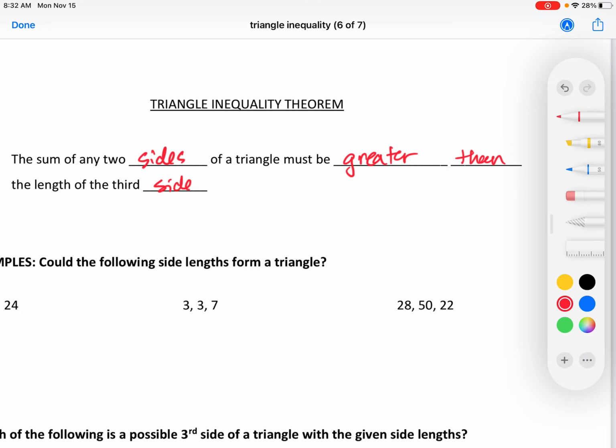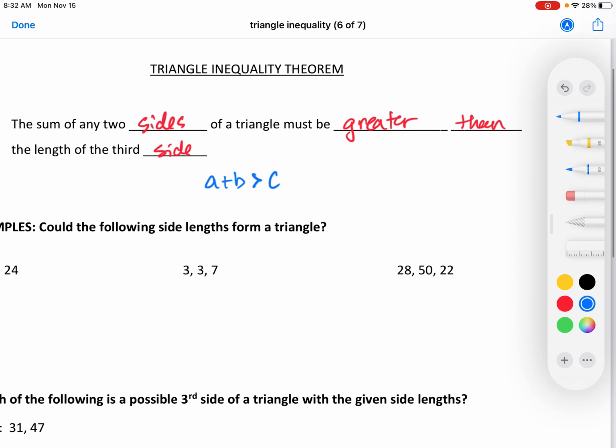All right, if we were putting that into math symbols instead of words, we would say that on the three sides of a triangle, A, B, and C, if you took A plus B, it must be greater than C. All right, so let's look at a couple of examples. This is how a lot of problems could be presented to you in this sort of situation.